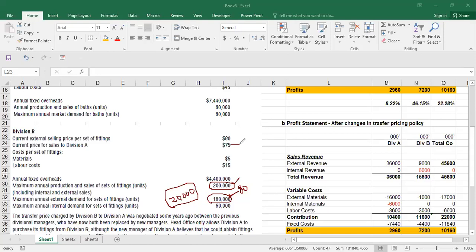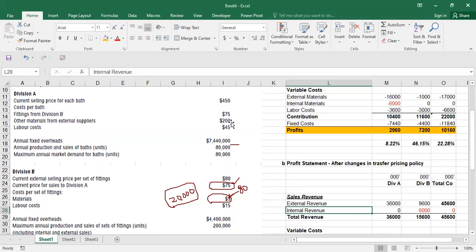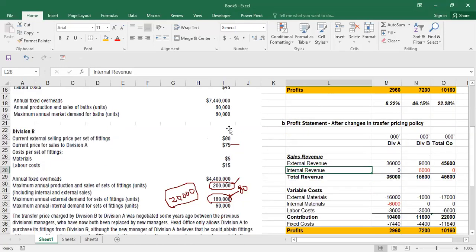No, sir. How much should division A be buying for? So marginal cost plus opportunity cost. Maybe division A will say, I'm getting it for $65 from outside. Yeah. This is what the division A manager said. He said that I can buy from outside. So whatever I'm buying from outside for 65, you also give me for 65. This is what you should be doing.